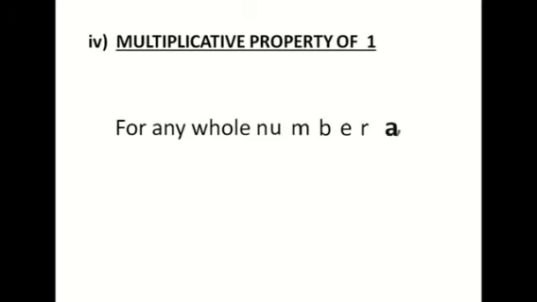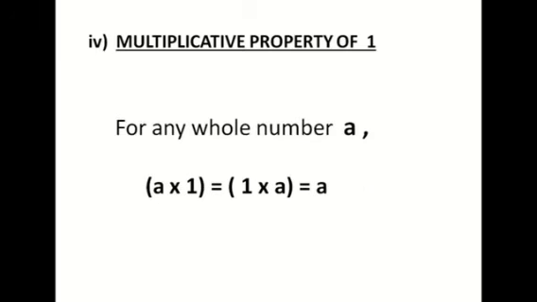Let's express this multiplicative property of 1 in general form. So take a as any whole number. So how to express? A into 1 means any whole number a has been multiplied with 1. So the product will be a, the same whole number. If you interchange the place, means 1 into a, again the product will be a, the same whole number. Okay. So for any whole number, if you multiply with 1, it gives you back the same whole number as product.